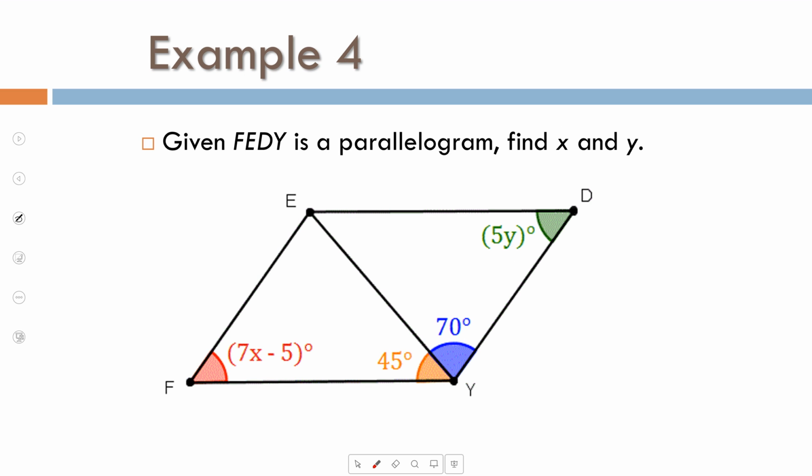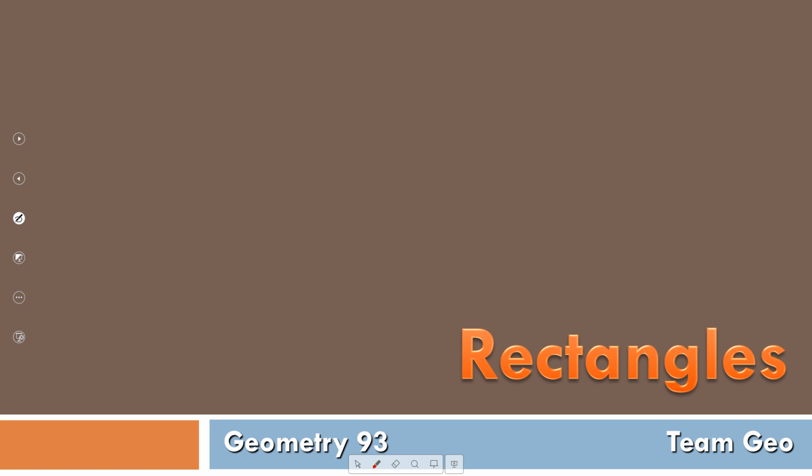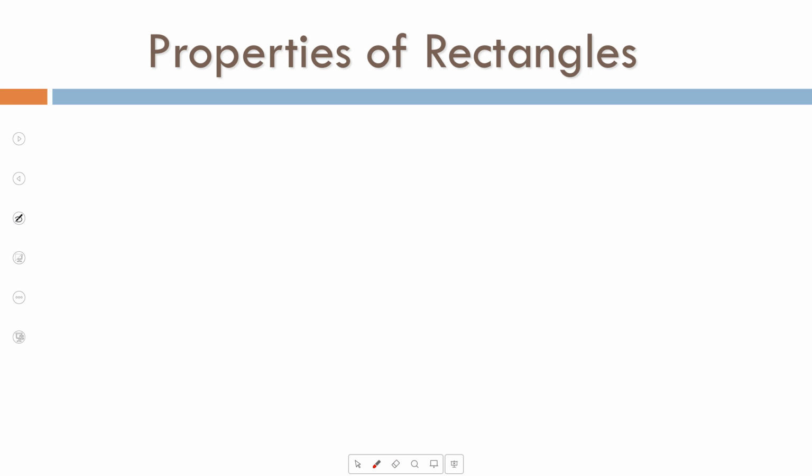Okay. Which is what that problem illustrates, so we're not going to bother with that. Rectangles. Here we go. Are we good so far? Any problems? Excellent.